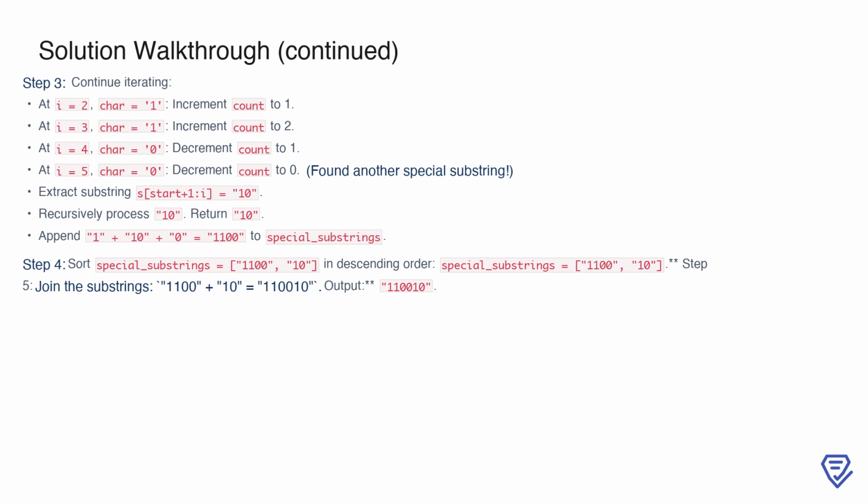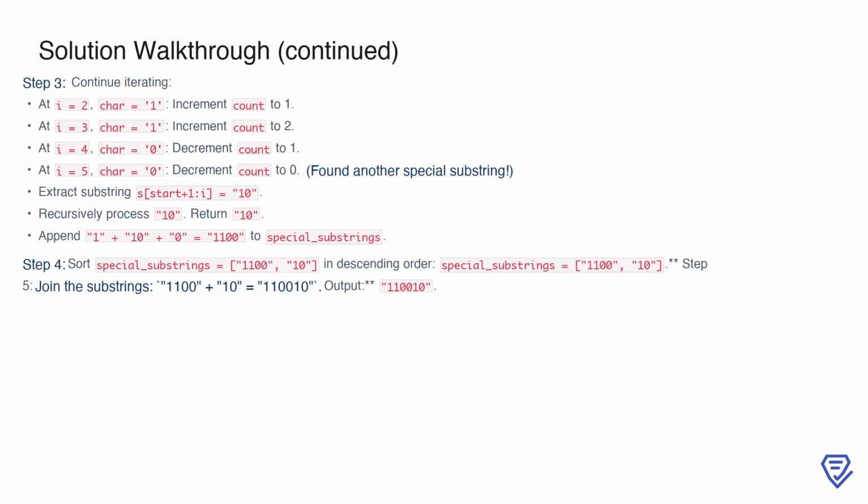At index 2, the character 1 increments count to 1, and at index 3, another 1 increases count to 2. At index 4, the character 0 decrements count to 1, and at index 5, another 0 brings count back to 0. This marks another special binary substring. Extracting the inner part from s, start plus 1 to i, gives 10. Recursively processing 10 returns 10. We reconstruct the full substring as 1 plus 10 plus 0, resulting in 1100, which is added to special_substrings.